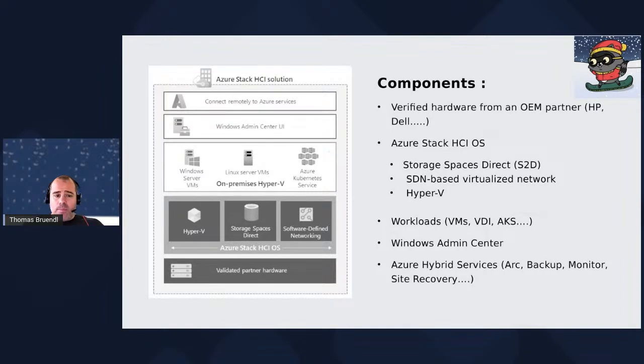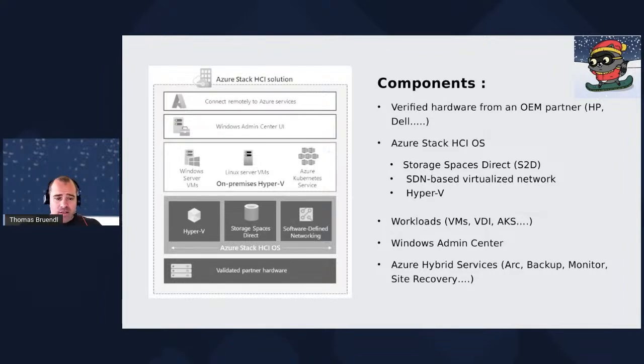The next component is the operating system called Azure Stack HCI OS. Basically, Windows Server Core was taken. All unnecessary technologies and components were removed, and three technologies were provided in an improved way. These technologies are Storage Spaces Direct to provide software-defined storage, Hyper-V as a virtualization technology to provide compute resources, and SDN, software-defined networking, to be able to handle the network layer in an abstracted way.